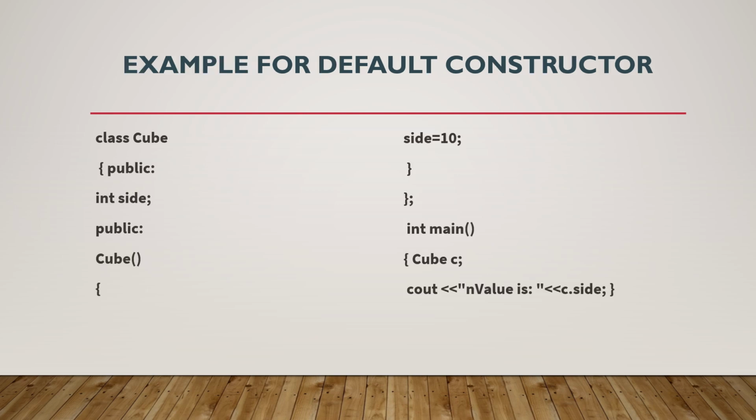This is an example illustrating default constructor. Here, the class name is cube and the constructor name is cube. This constructor has no parameters within it. Therefore, it is an example for default constructor.